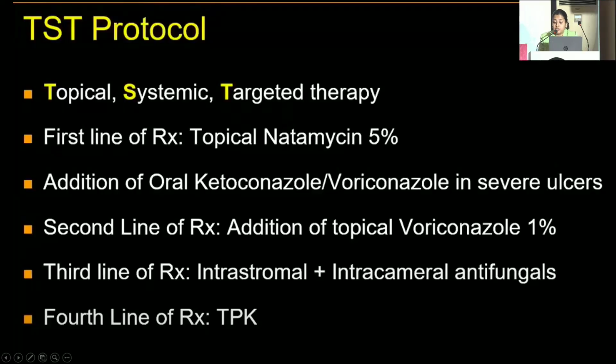All these conclusions are today incorporated in the topical, systemic, targeted therapy protocol. First line of defense continues to be natamycin, with or without addition of oral antifungals in severe ulcers, addition of voriconazole as a second line of defense, and intrastromal and intracameral antifungals as third line of defense. And when all fails, TPK saves.